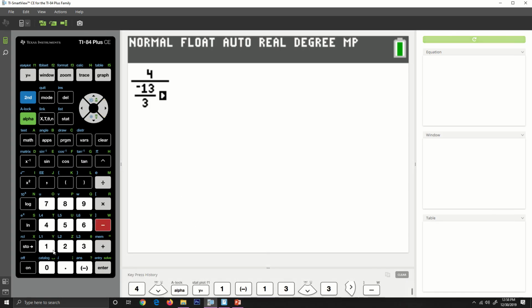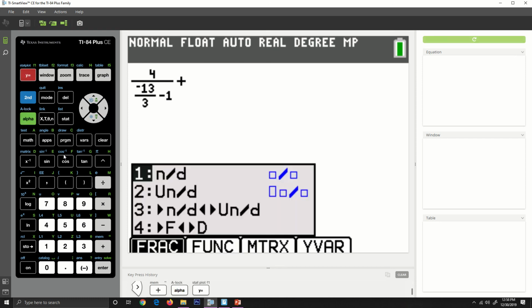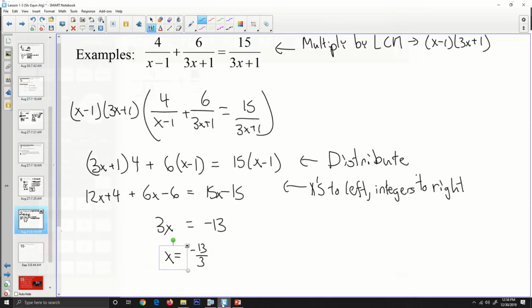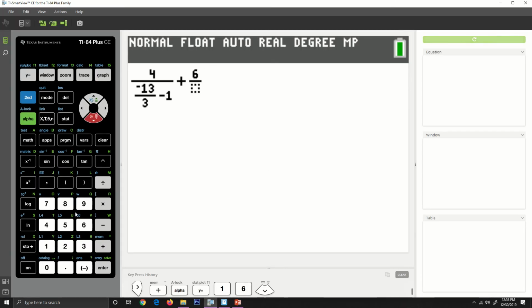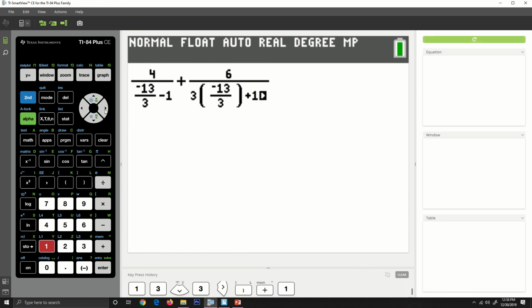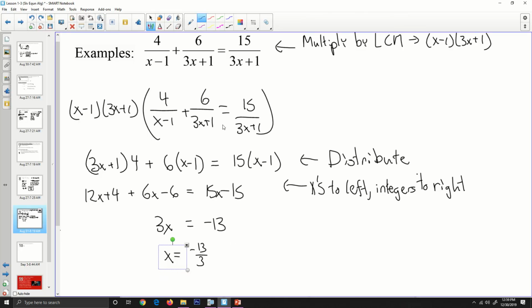Yep, minus 1. And then the next one there was plus, and so 6 over 3x plus 1. So 6 over 3 times negative 13 over 3, and then gotta put my parenthesis there, and this one was plus 1, and I'm going to hit enter there. That's going to give me negative 5 over 4. And so now I got to check to make sure it's equal to that.